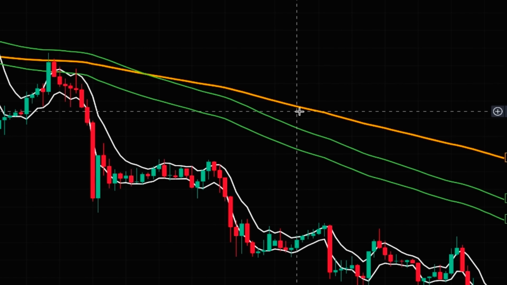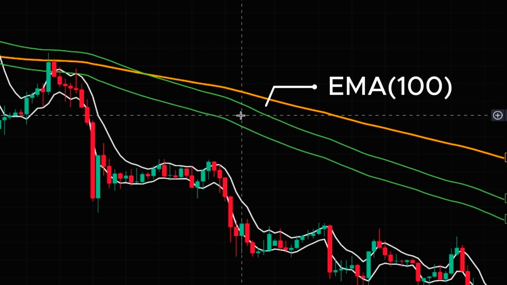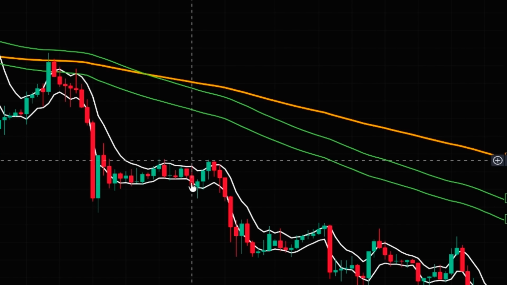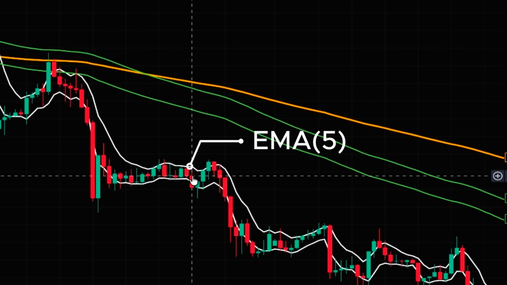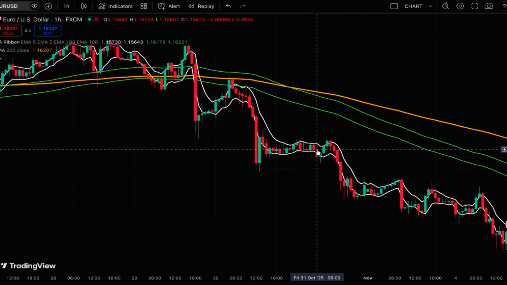These 2 green lines here are EMA with length of 100 based on high and low, and we're going to use it for identifying pullbacks. From now we call it green channel, and these 2 white lines here are EMA with length of 5 based on high and low, and we're going to use them for identifying end of the pullbacks and buy sell signals. From now we call it white channel. Alright, now let me explain how we trade based on these EMAs.